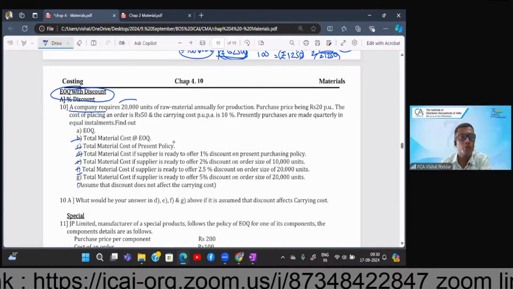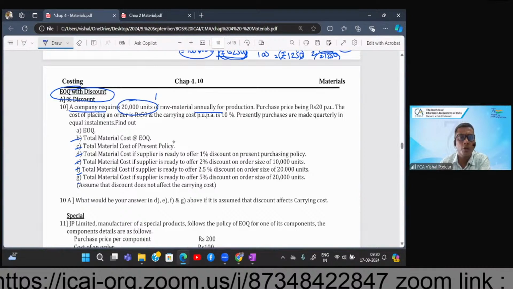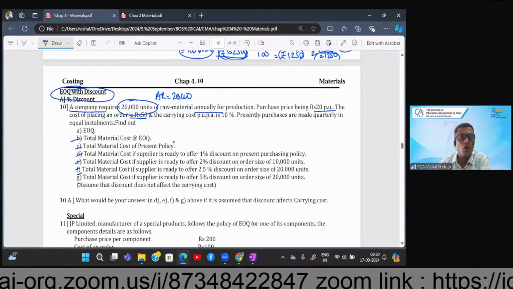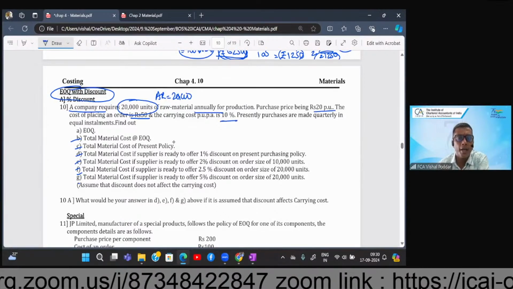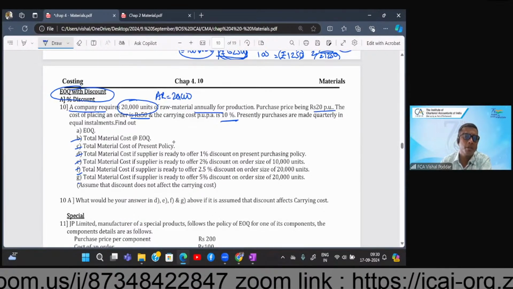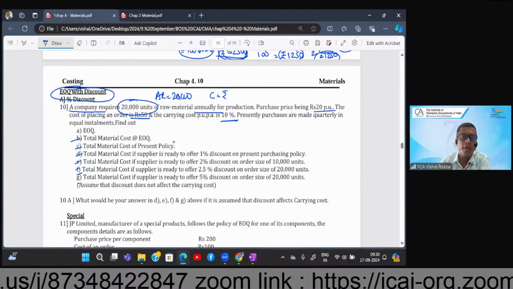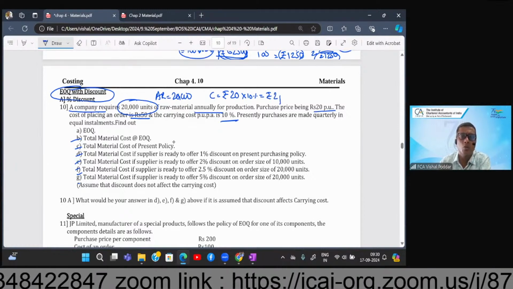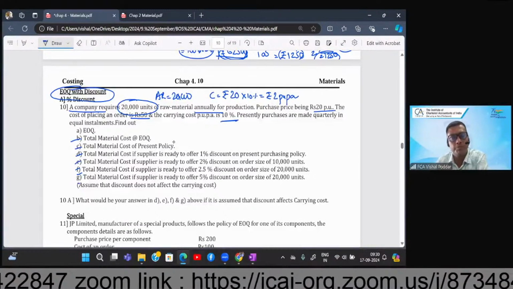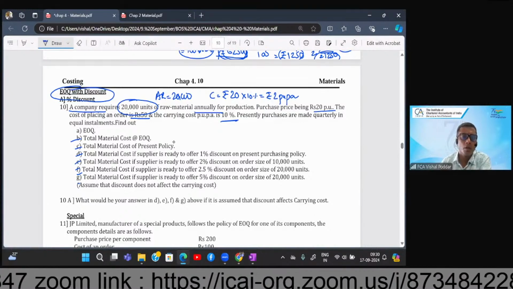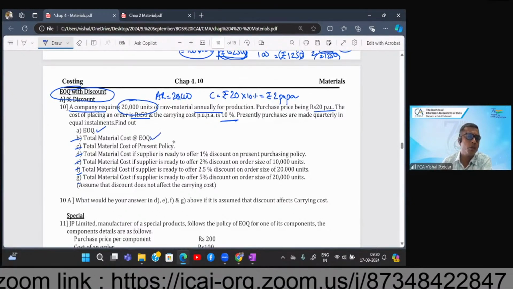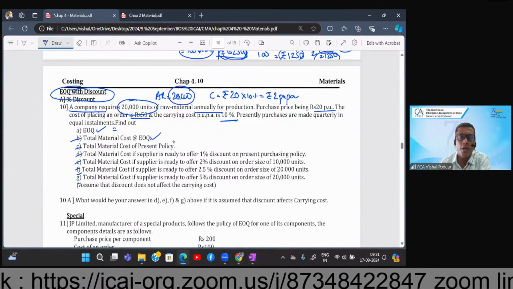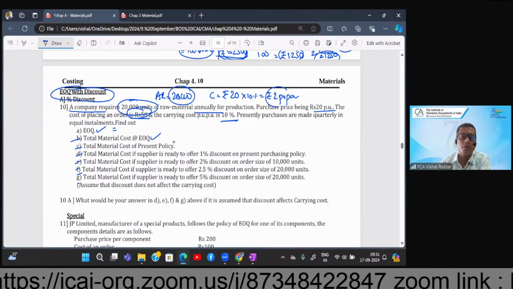So a company requires 20,000 units of material annually. So this is your AR. Purchase price is rupees 20. Ordering cost, that is O, is rupees 50. And carrying cost is given as a percentage. Now, whenever it is given as a percentage, we compute it by multiplying it by purchase price, which is 20 into 10%. So it is rupees 2 per unit per annum. Right? Now, find out EOQ, find out total cost at EOQ. Now, EOQ is simple. It is square root of 2 into AR into ordering cost upon carrying cost per unit per annum.